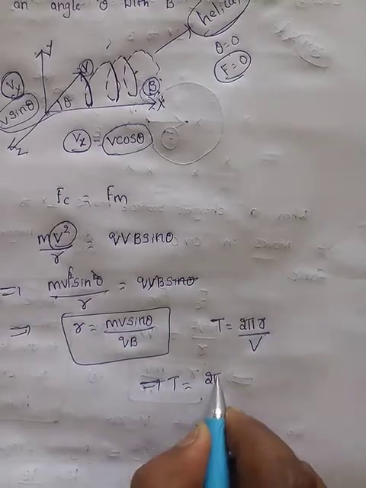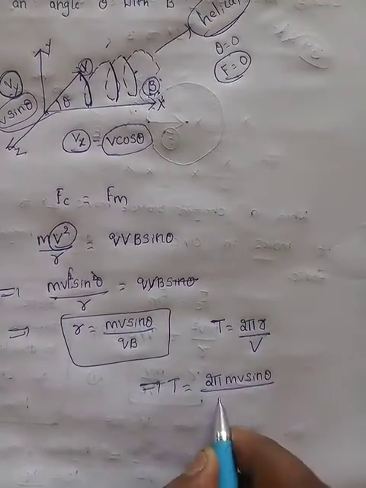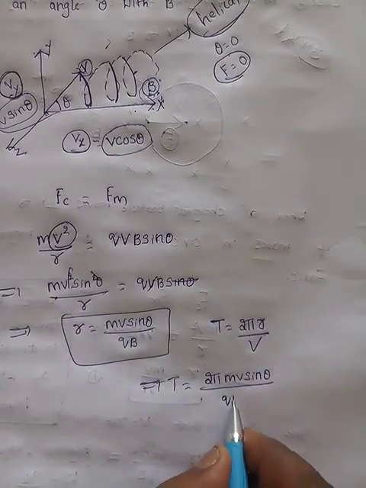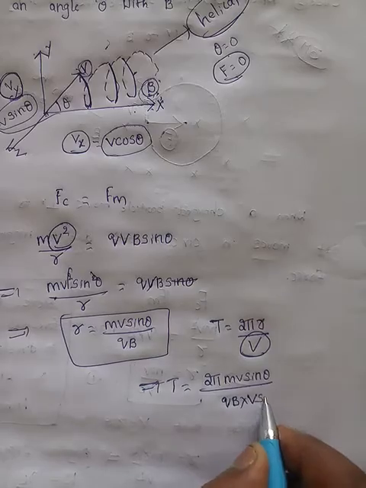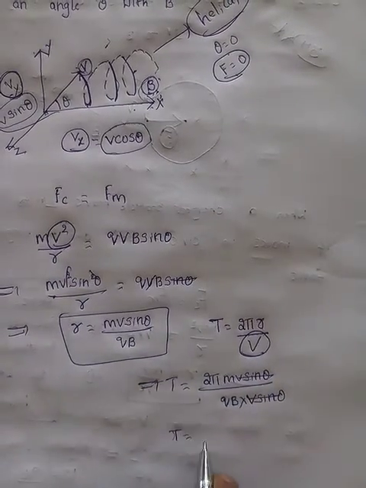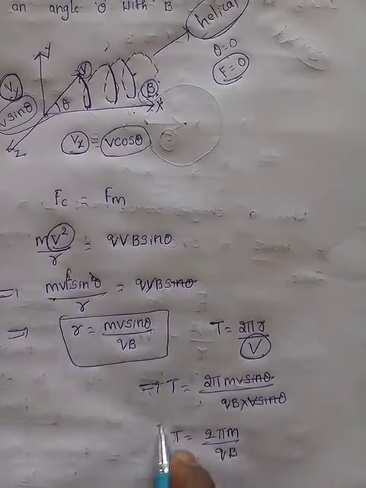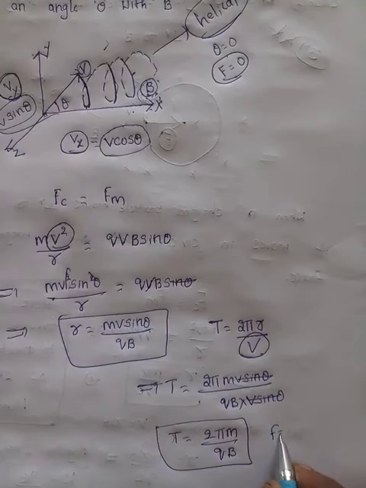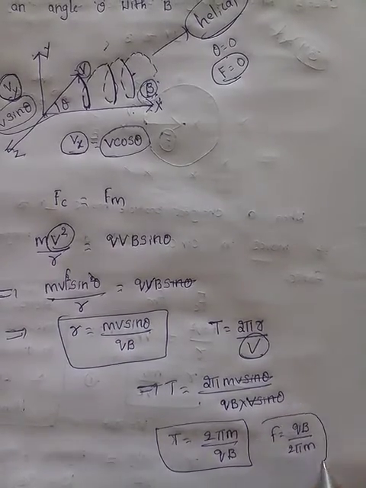Substitute the value 2 pi m into v sin theta by qB into velocity. Which velocity? Vertical component velocity, v sin theta. Here v sin theta cancels. What do you get? T is equal to 2 pi m by qB. So if you reverse it, you get frequency is equal to qB by 2 pi m.